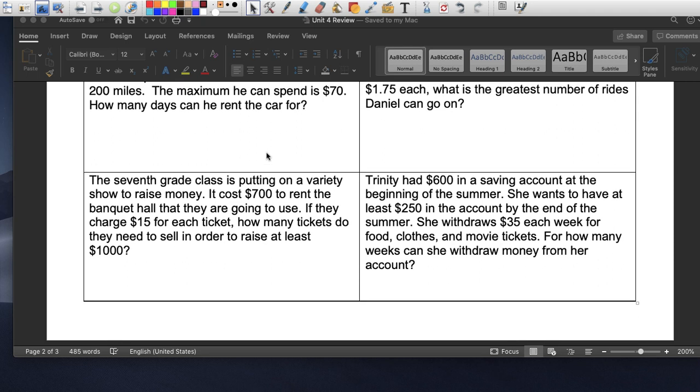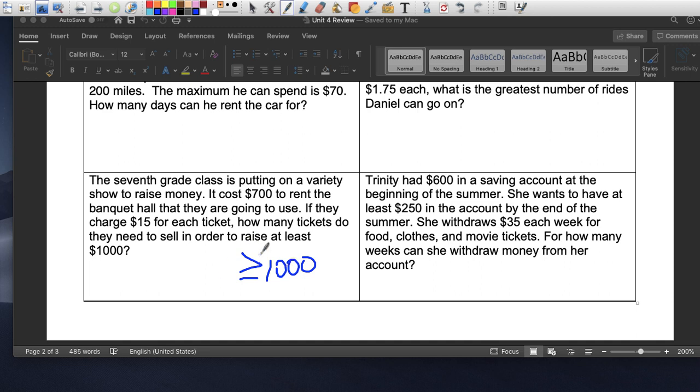The 7th grade class is putting on a show to raise money. It costs $700 to rent the banquet hall. They charge $15 per ticket. How many tickets do they need to sell in order to raise at least $1,000? They need to make $1,000 or more, so that's going to be represented by this, right? You don't want to make less than $1,000. You want to make anything $1,000 or more.